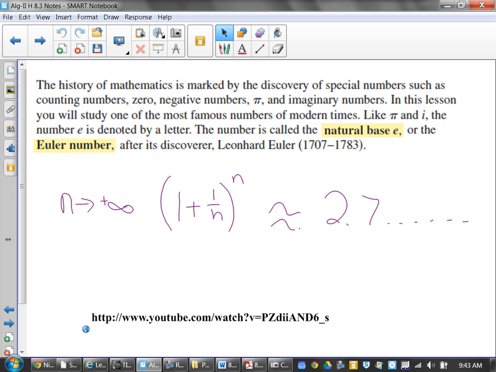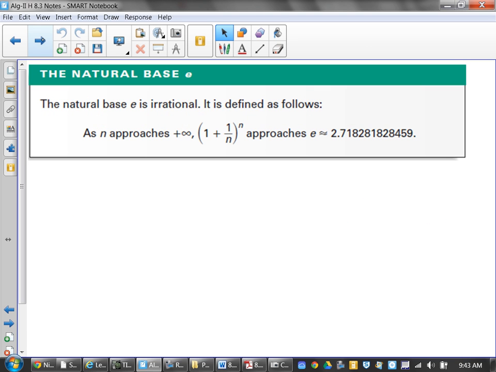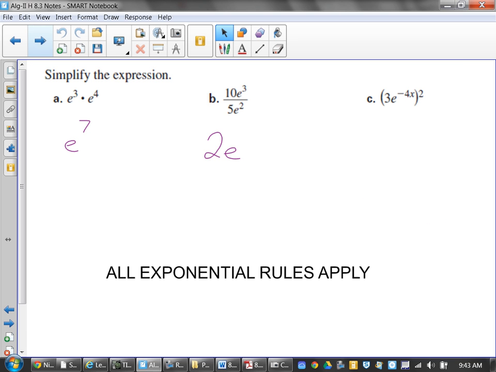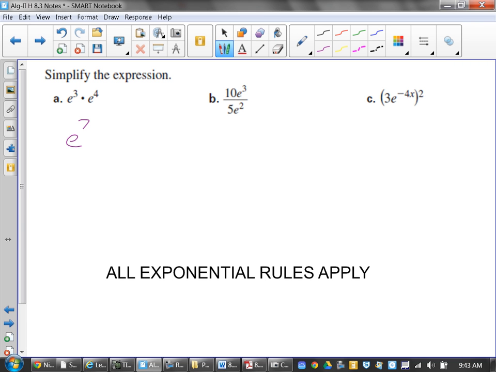But what we use this for is that we can write it in terms of exponents. All right? This value of e can be treated just the same way as a variable. If it was x cubed times x to the fourth, what does it become? x to the 7. So in this case, it's e to the third times e to the fourth, so it's e to the seventh. So these exponent rules apply when you're working with e. I don't want to say it's a variable, but it is its own value.